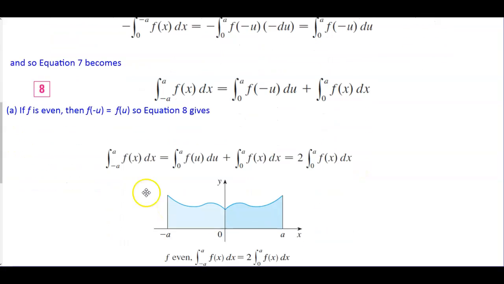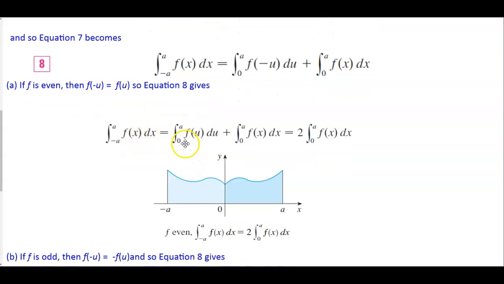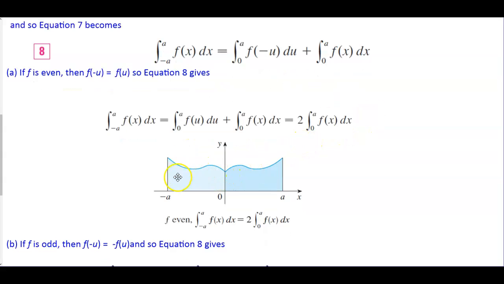Now, in part A, if the function f is even, then that means f of negative u is equal to f of u. So equation 8 would give us the following. We would have the integral from 0 to a of f of u du plus the integral from 0 to a of f of x dx, which means when you add those together, it's going to give us 2 of those. So that means you have the area on this side and the area on that side, which then is going to give us 2.